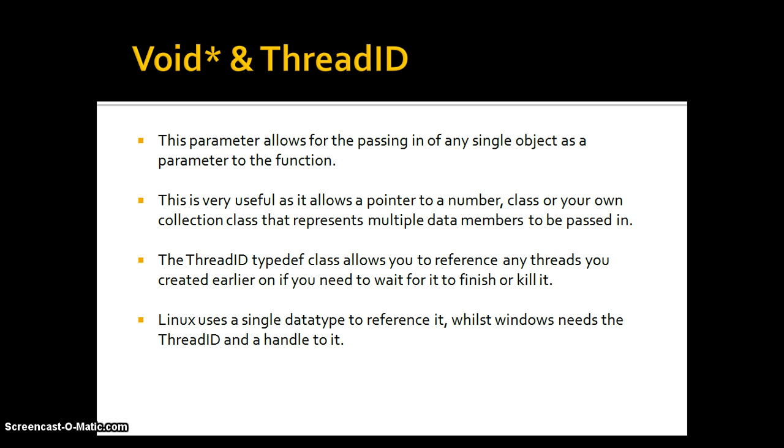As I mentioned earlier, the void star parameter allows for the passing in of any object as a parameter to the function. This is super useful as it allows us to have a pointer to a number, a class, a collection class that we made, a character as we use later, or any data type that we want to pass in. The thread ID typedef class allows us to reference any threads we want to kill or wait for or finish that we have created earlier. Linux uses a single data type to reference it, while Windows needs a thread ID and a handle to reference the object, which seems a bit needlessly complex, but there you go.